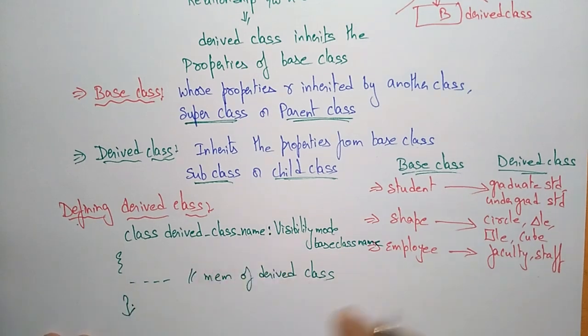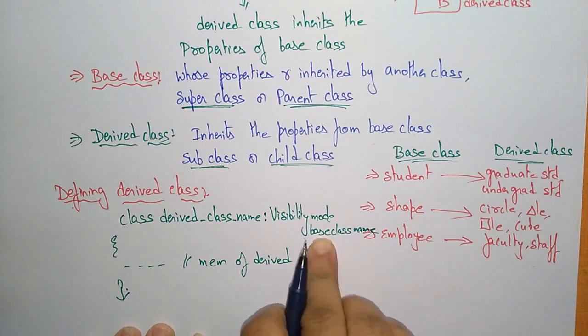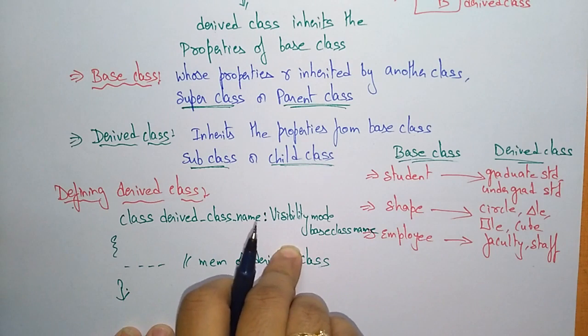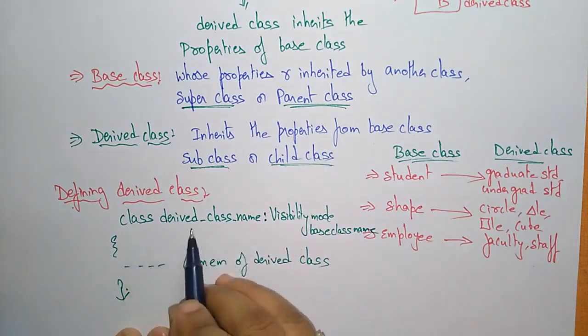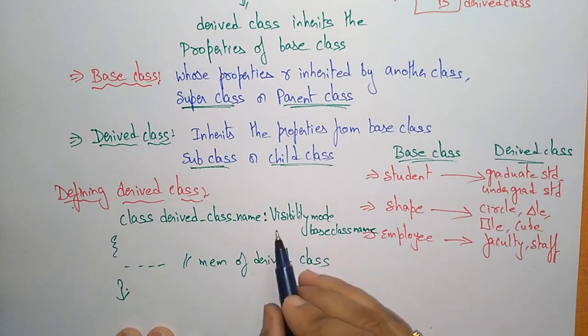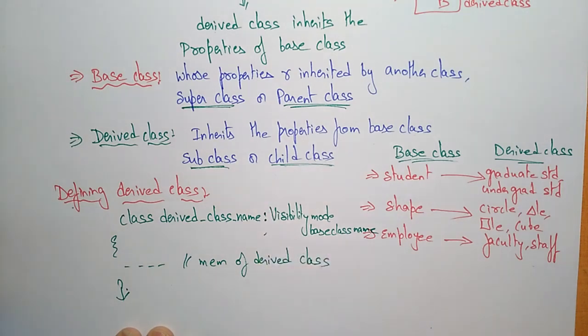Okay. So this is the syntax of the derived class. First you declare the base class, and that base class property is inherited in the derived class. So: class, derived class name, colon, visibility mode, base class. Here the colon indicates the derived class is derived from the base class, and the visibility modes are the access specifiers. Those may be public, private or protected.